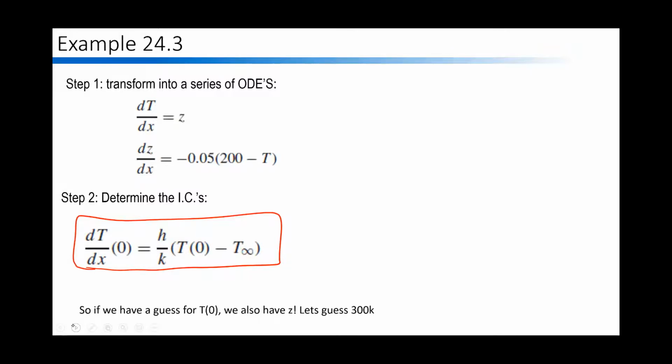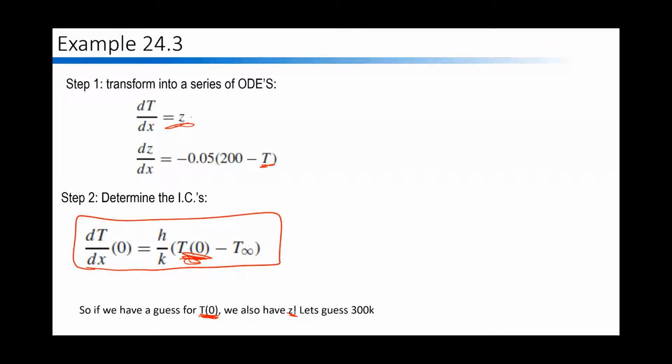What this is really going to tell us, though, is we need a guess for this T, right? I can't just have that derivative. I need to know what that T is. So if we knew what that T0 was, we'd also have the z. Remember, if we knew what T was, we could solve out this boundary condition to figure out what z is, and then we would have an initial value problem.